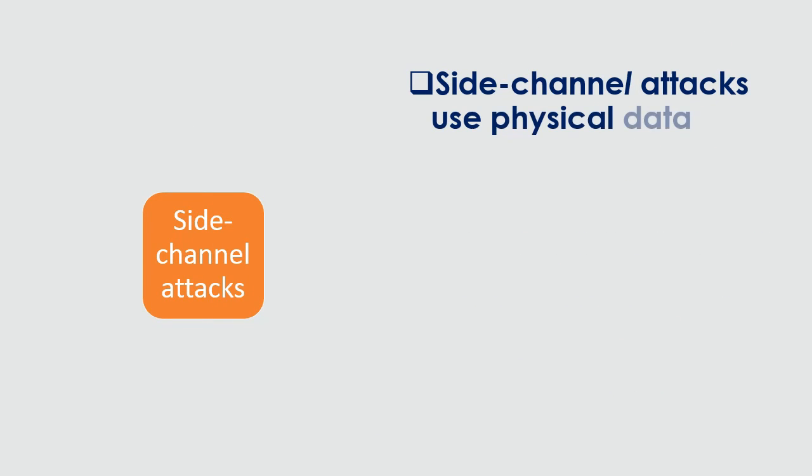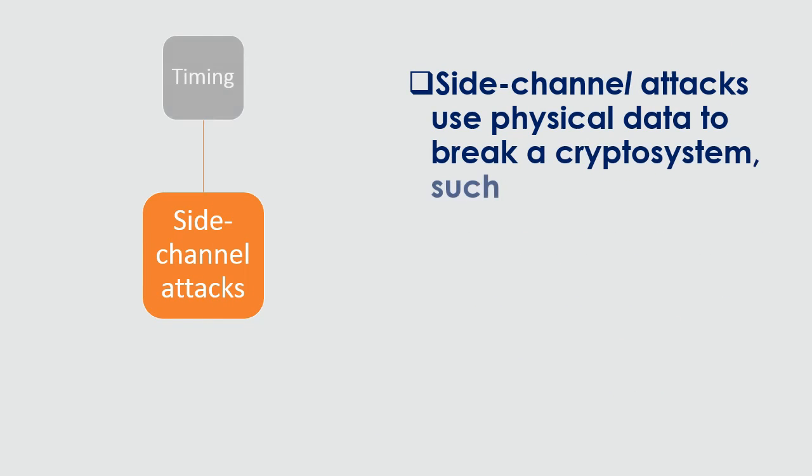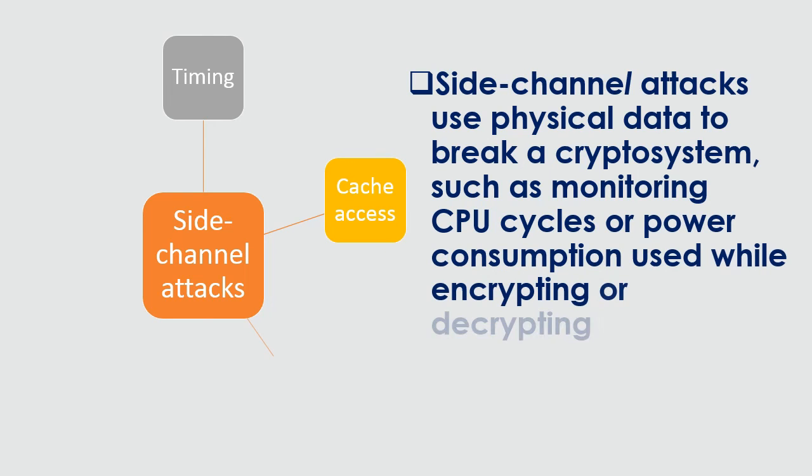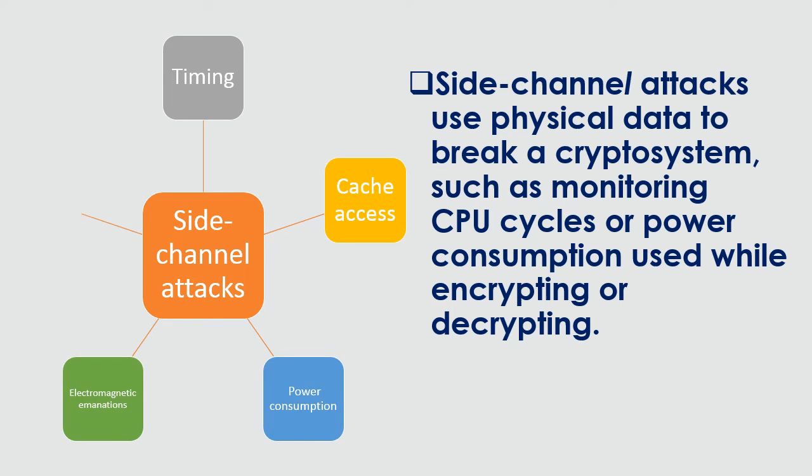Side-channel attacks use physical data to break a crypto system, such as monitoring CPU cycles or power consumption used while encrypting or decrypting. Side-channel attack artifacts are timing, cache access, power consumption, electromagnetic emanations, and error information.